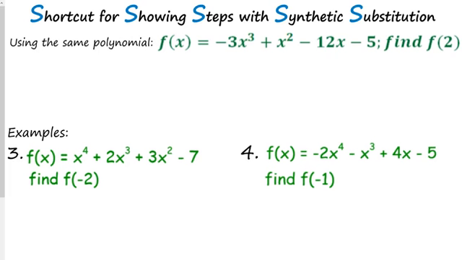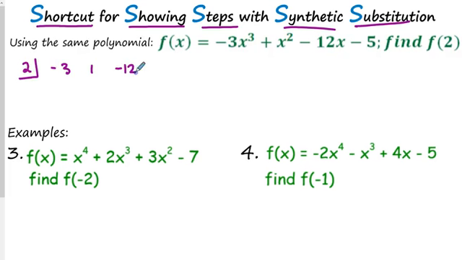You're going to do a process called synthetic substitution that has a shortcut method. So here's your shortcut for showing steps with synthetic substitution. Take your number that you're plugging in, 2. Put it in a little box. Take your coefficients from the problem, negative 3, 1, negative 12, negative 5. Put them in a row. You don't have to write the x's in. We start with the first number. We bring down the first number, negative 3.